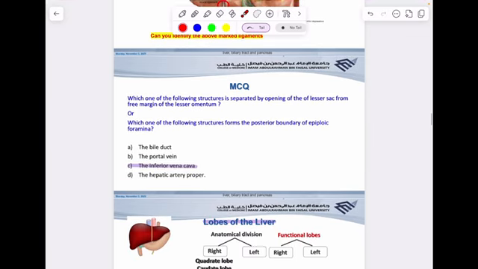Now for the MCQ: which one of the following structures is separated by the opening of the lesser sac from the free margin of the lesser omentum, or which one of the structures forms the posterior boundary of the epiploic foramen? As we said above, it's going to be the inferior vena cava.